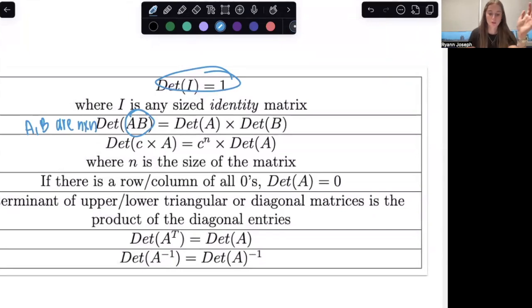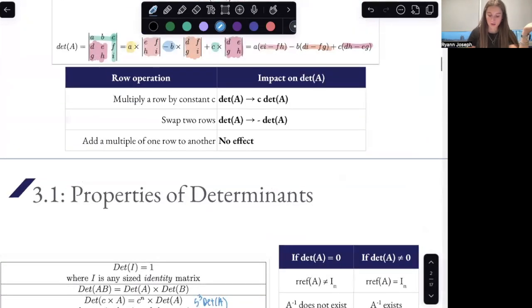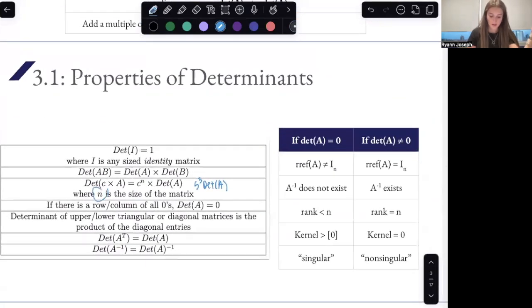Another thing is if we take the entire matrix and multiply it by some scalar, like 5, we scale the determinant by 5 to the n, where n is the size of the matrix. So if it's a 3 by 3 and I multiplied the whole thing by 5, it would be 5 to the 3rd times the determinant of A. I think this makes sense, especially based on what we said here, because it's the same as multiplying every row by a constant, which would mean you just have to multiply based on how many rows you have, which is the size of the matrix.